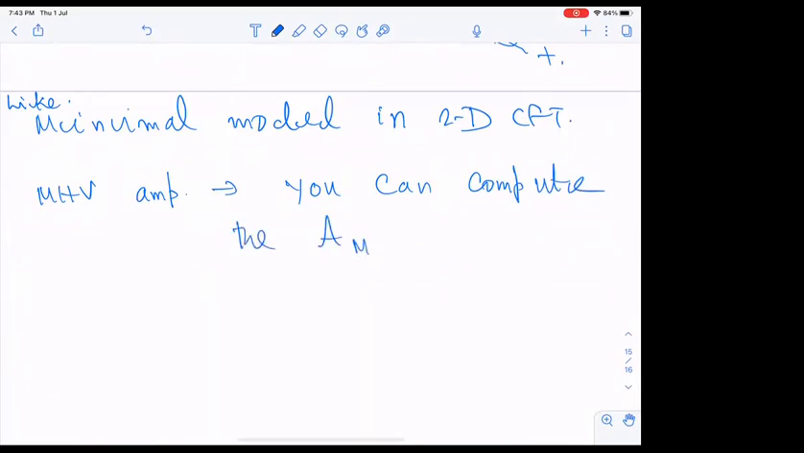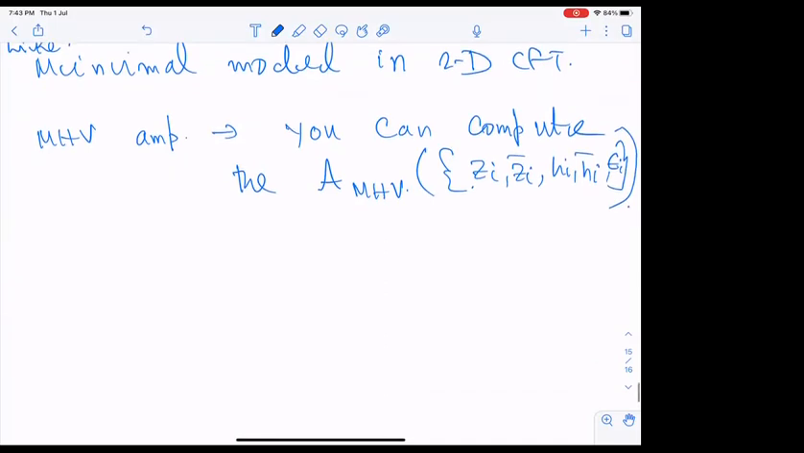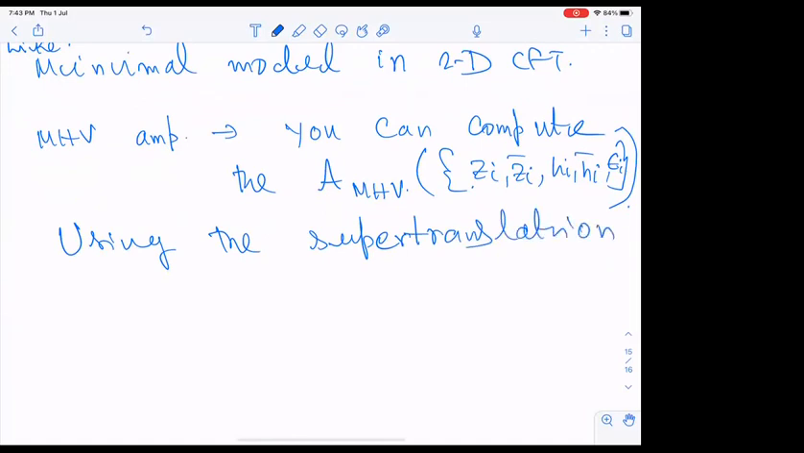the MHV celestial correlator. Okay, now using the super translation and SL2C, bar. One moment, one option I found. Current algebra.